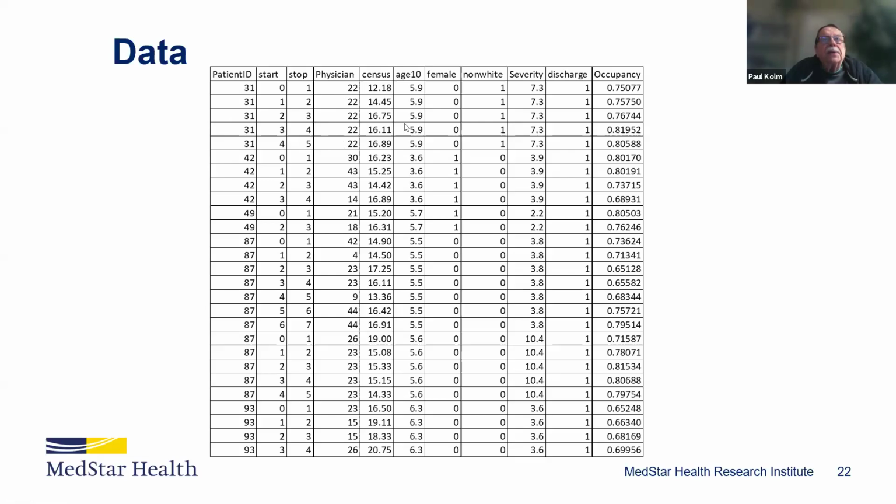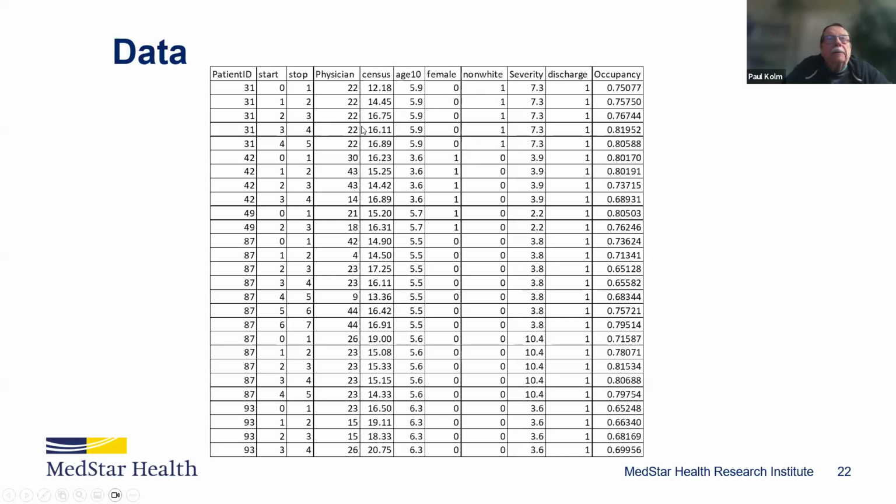And then we have the census, this is the physician workload, so you can see that it's changing from day to day. The ones that don't change are age, and this is age divided by 10, so this would be 59. Then we have the patient's sex, the race, and the severity of their illness, which I forget what that scale is, but I'm guessing the higher the number, the worse the severity. And then discharge, which of course everybody is discharged, and then the hospital occupancy, which is expressed as a proportion.